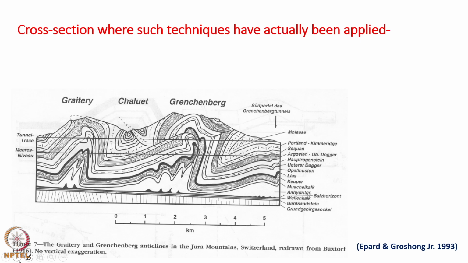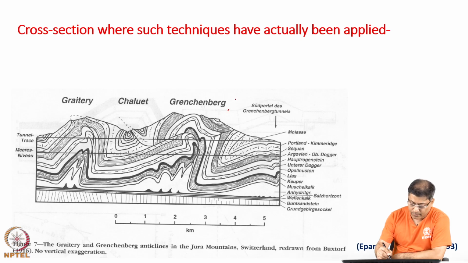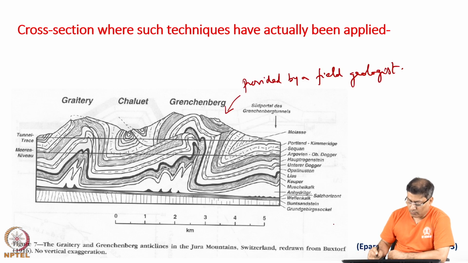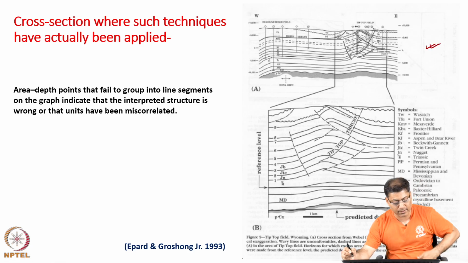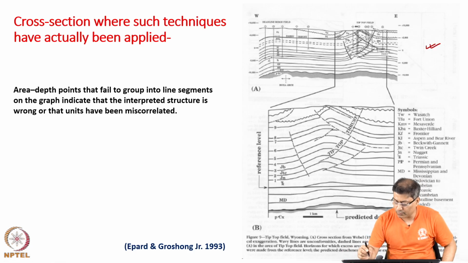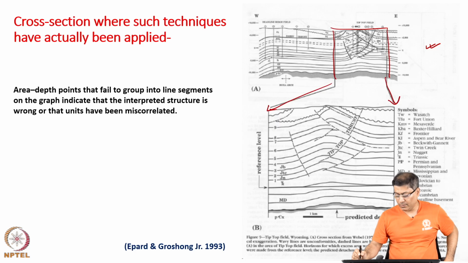Having said so much, let us take a real cross section where such a technique of area balance and the excess area graph has been applied. This can be the kind of cross section provided by a field geologist and on which the area balance method can be applied. Similarly, this is another example of a structural cross section, and some particular portion of the cross section can be zoomed as has been done here, and the method of area balance can be applied.